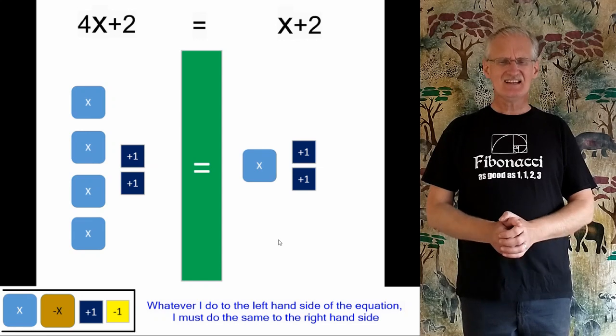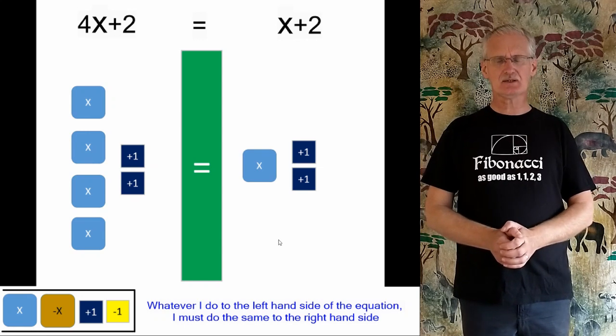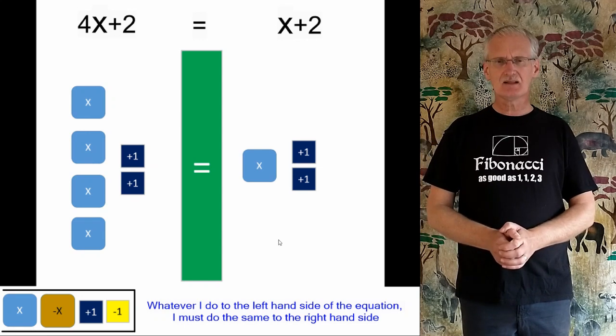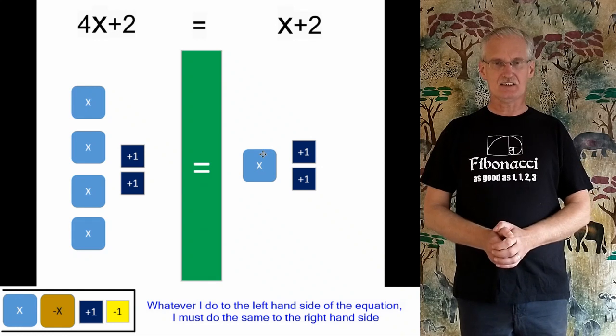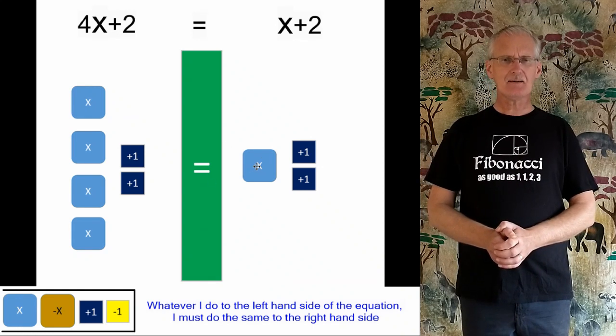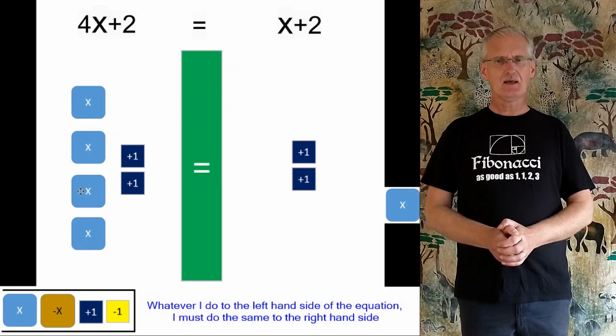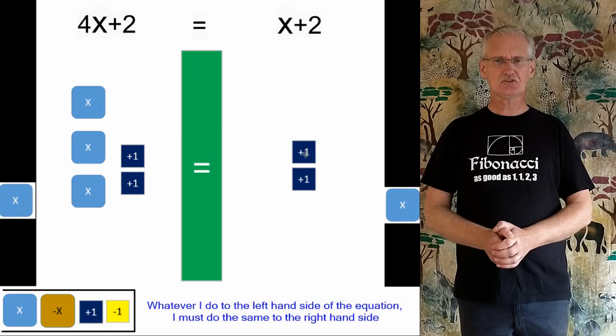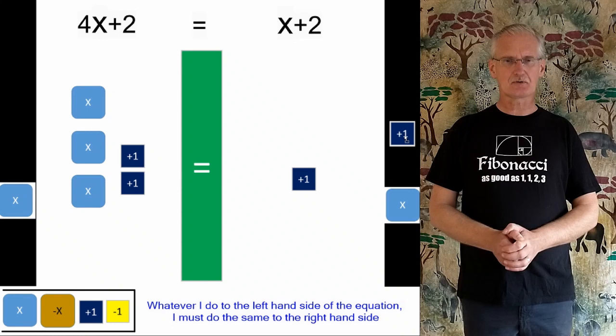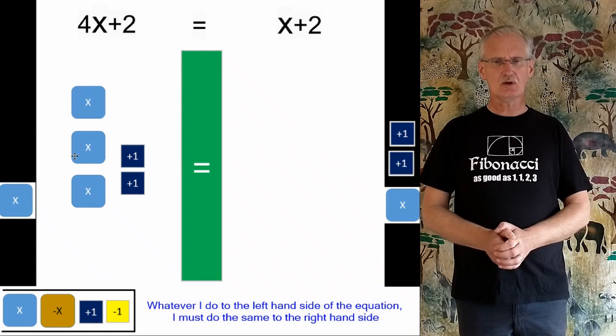So, how about this one? This one is a little bit trickier. So here, first of all, I'm going to start by removing an x. But look what happens next when I get rid of the positive ones. So I'm going to just take away positive 2 from the right and positive 2 from the left.